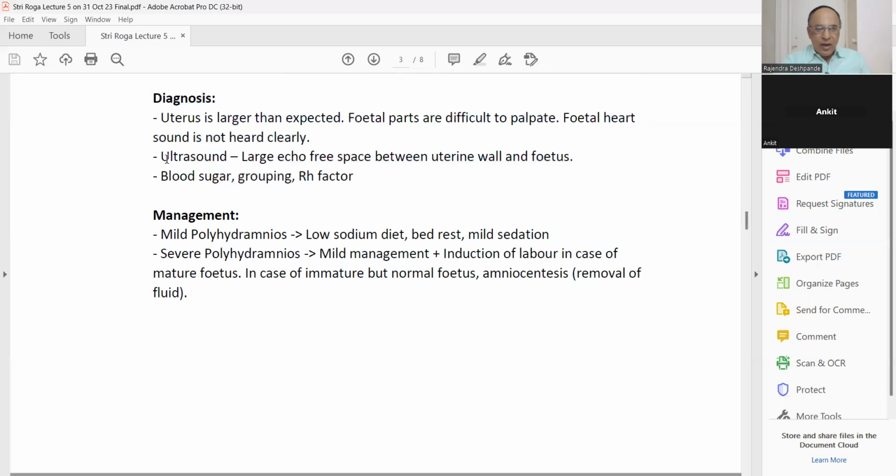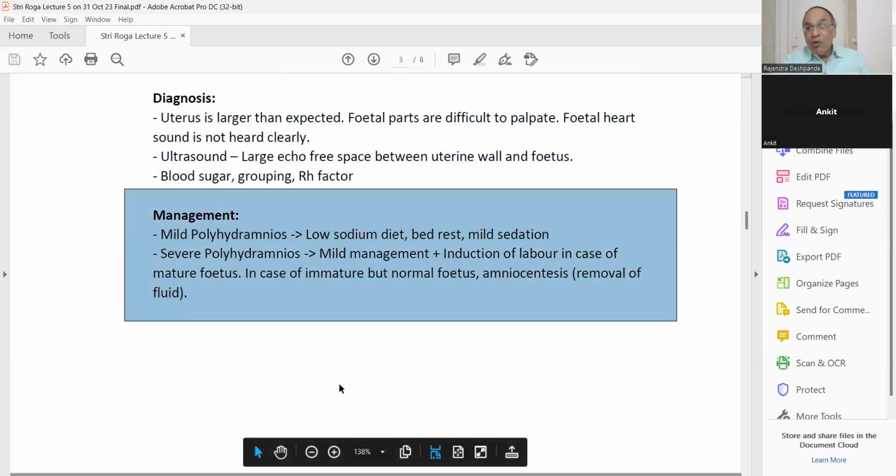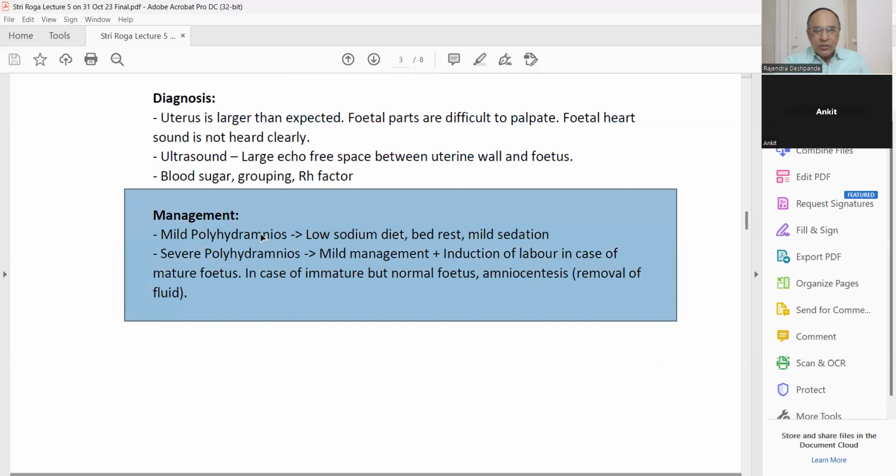Next. Now, how to treat this problem with the amniotic fluid, Garbhodak. Mild polyhydramnios, what can you do? Low sodium diet to the pregnant woman, bed rest and mild sedation, tranquilizer. If it is a severe polyhydramnios, then what can you do? This treatment should be given, but induction of labor in case of a mature fetus.